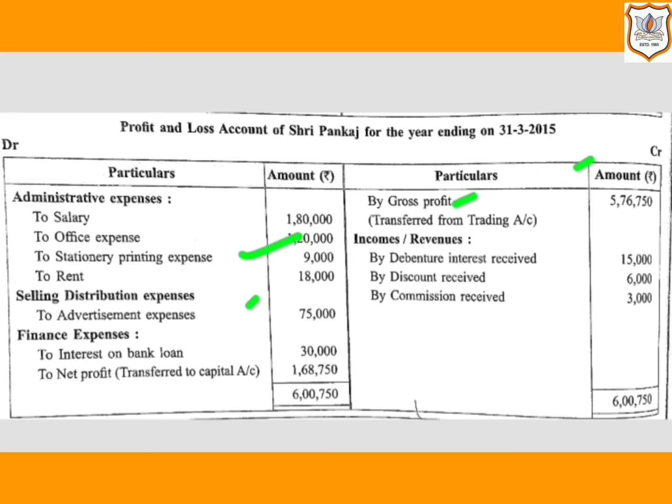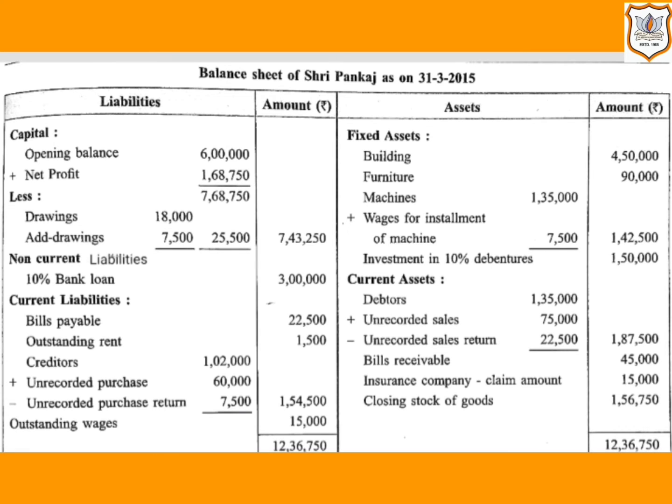Now, next item is investment in 10% debenture. As it is an investment, we will record it on the asset side. Then next we have bank loan interest. Bank loan interest is rupees 30,000.